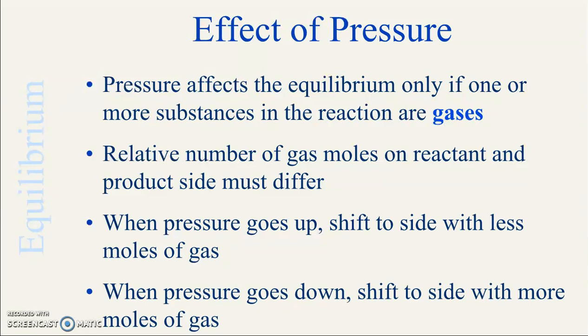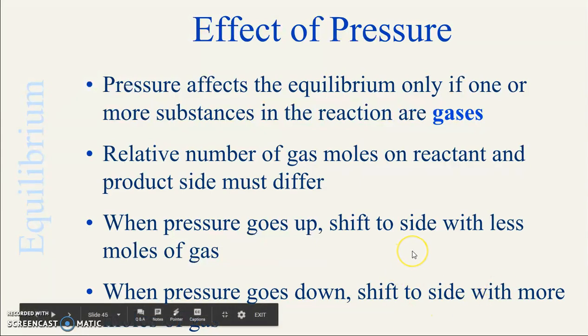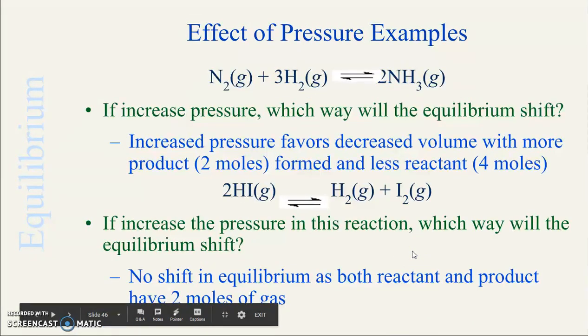So if there is a difference in the moles between reactants and products, and there are gases, then if pressure goes up, I'm going to shift to the side with fewer moles, so fewer coefficients. And then if pressure goes down, I'm going to shift to the side with more moles. So I'm just going to do the opposite.